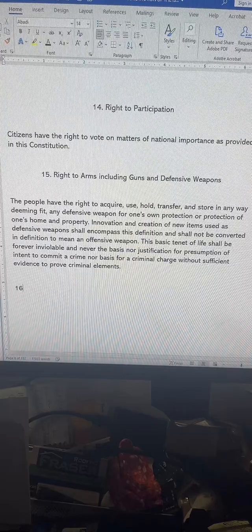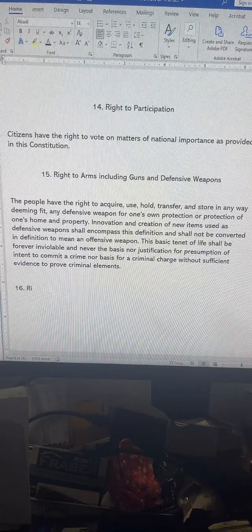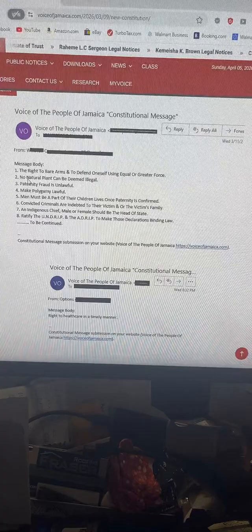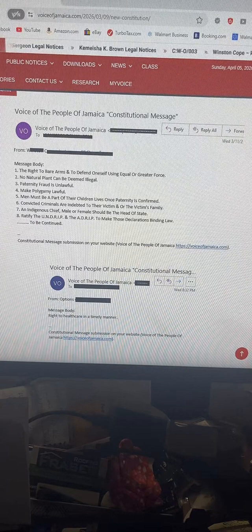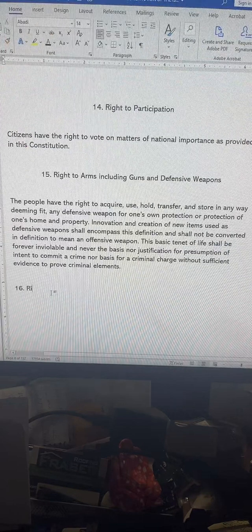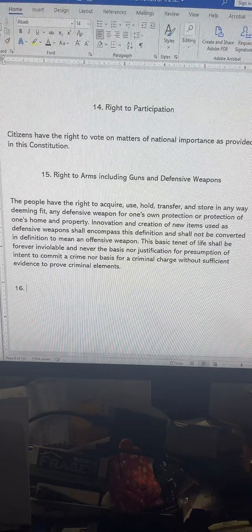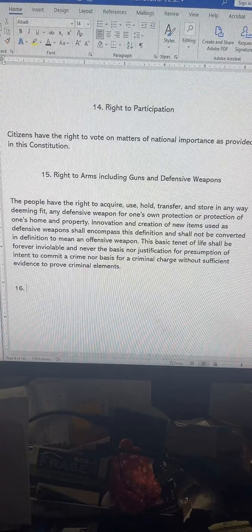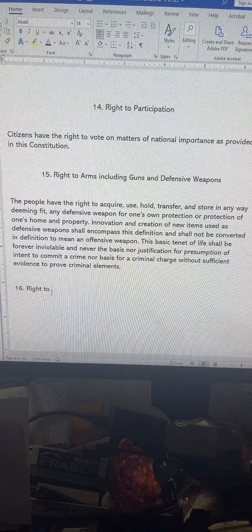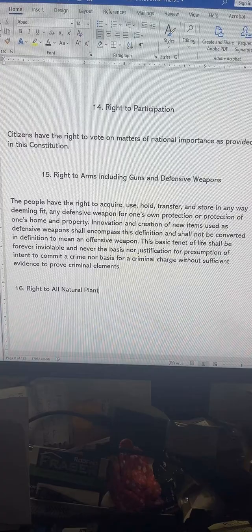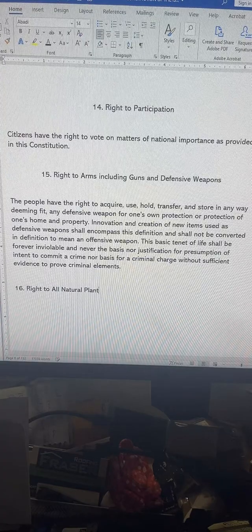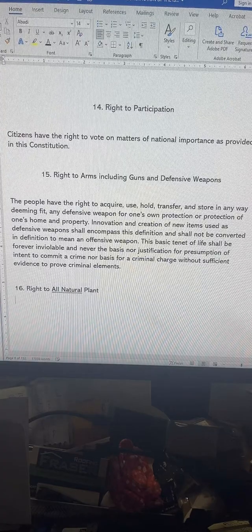So this is 16. There, no natural plant should be deemed illegal. Okay, can be deemed. Well, yeah, we can put it so. Right to all natural plants, right.